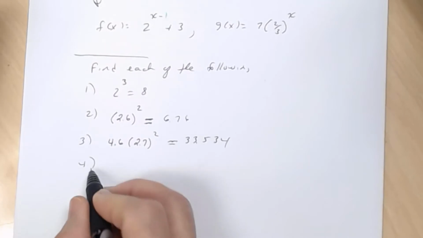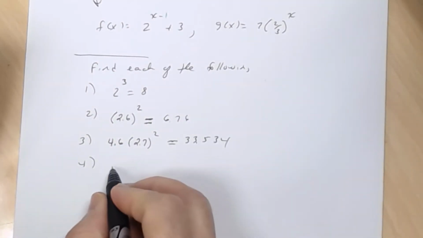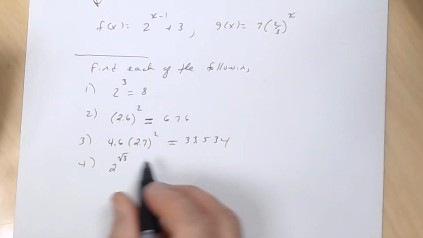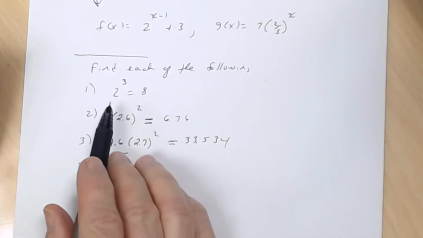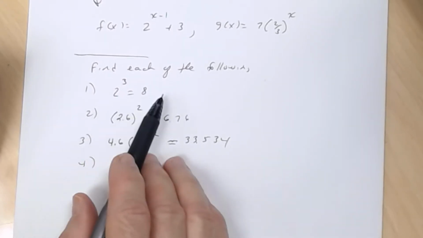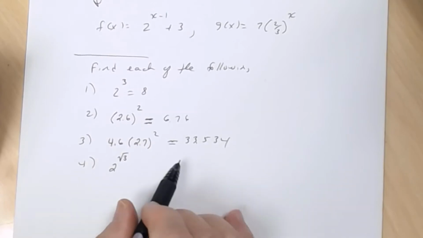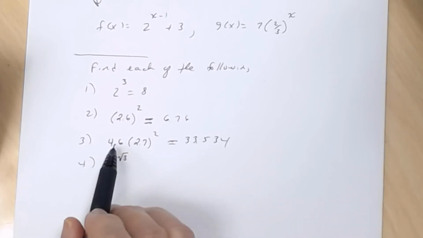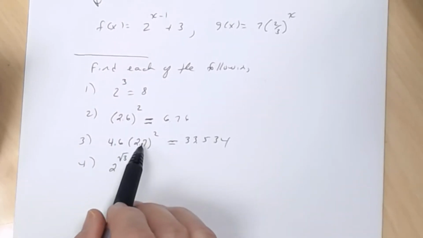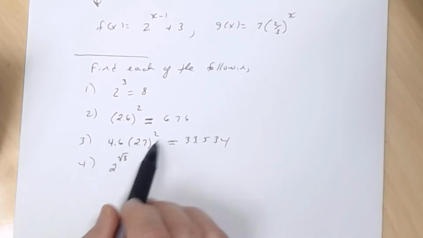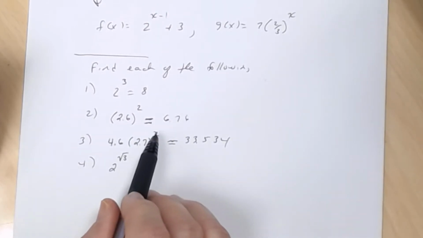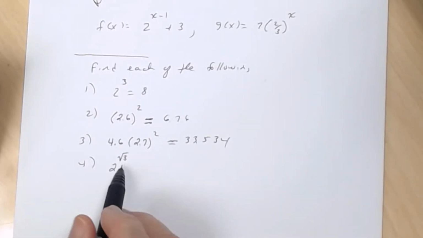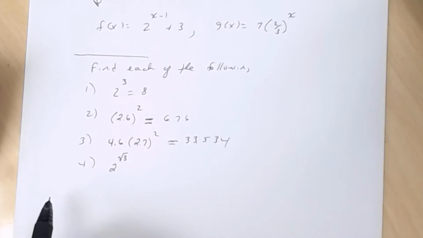All right, now number 4, let's suppose we had 2 raised to the square root of 3 power. Okay, so that's where we're going to start looking at some irrational numbers. See, all these so far were rational numbers. 8 is a rational number, 6.76 is a rational number, 33.534 is a rational number, right? And the reason is because 4.6 is rational, 2.7 is rational, and a rational number raised to a rational number is rational times rational, which is still rational. But here we have an irrational number, so we're going to have to approximate this.